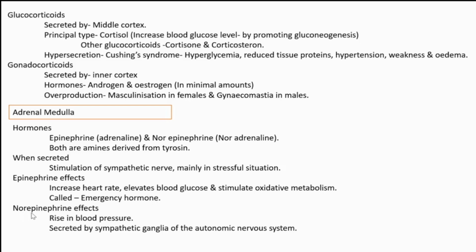Then the last one, norepinephrine. It also causes similar effects, such as a rise in blood pressure. It is secreted upon the stimulation of sympathetic ganglia. And the sympathetic ganglia of the autonomic nervous system actually help in secreting this hormone, norepinephrine.